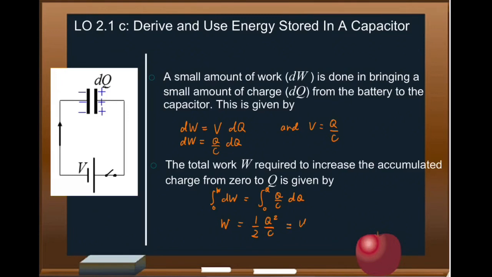And we also know that Q is equal to CV. Hence, we can actually write this formula in another form where U is equal to half CV squared, or you can also write it as U is equal to half QV.